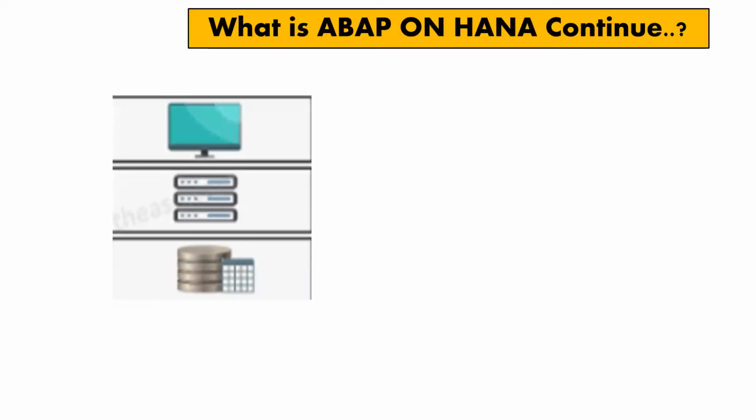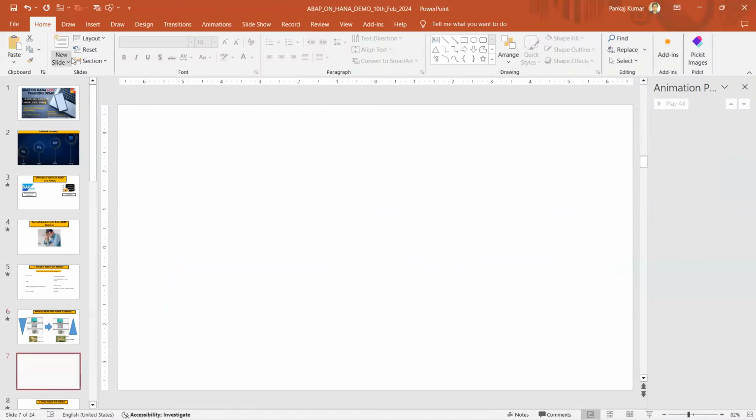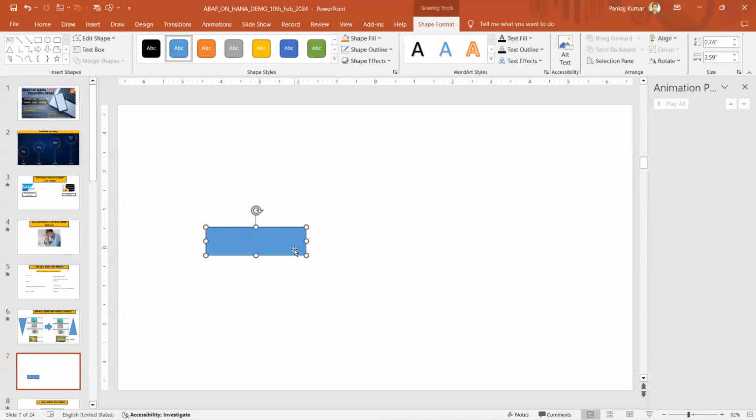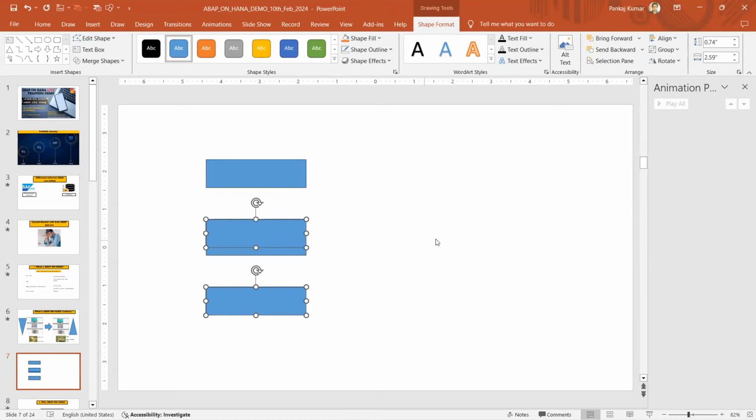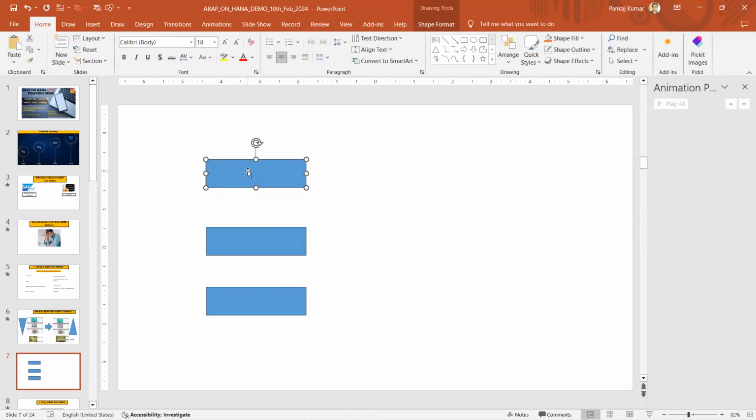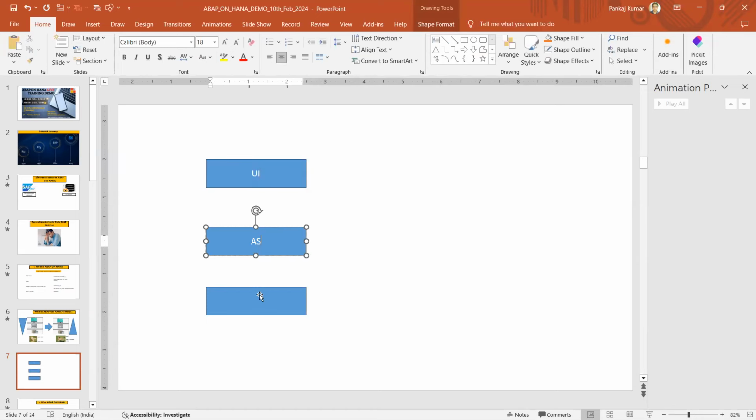Fine. So we will understand a little bit more about what ABAP on HANA is. For this purpose, let me draw one diagram and make you understand. We know that we are on the R3 architecture, and in R3 architecture, we have UI, then we have the application server, and then we have the database.